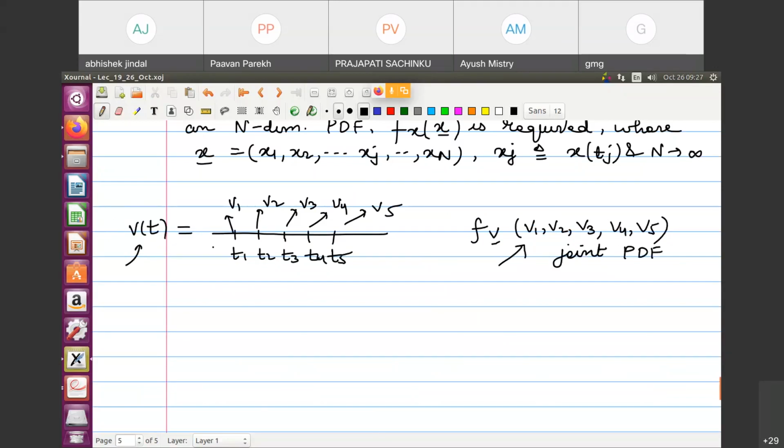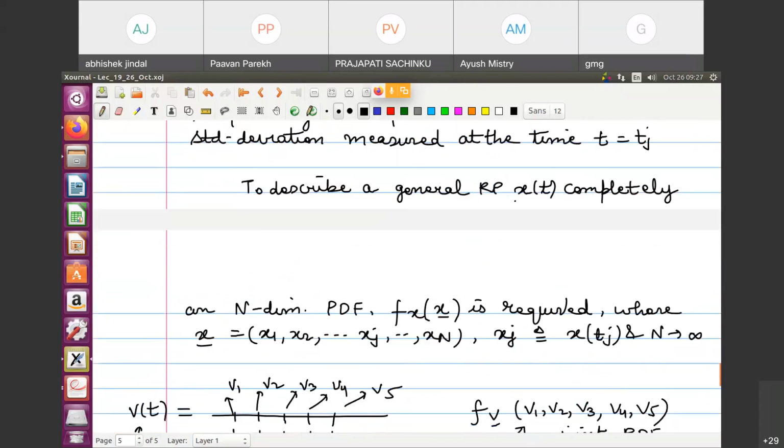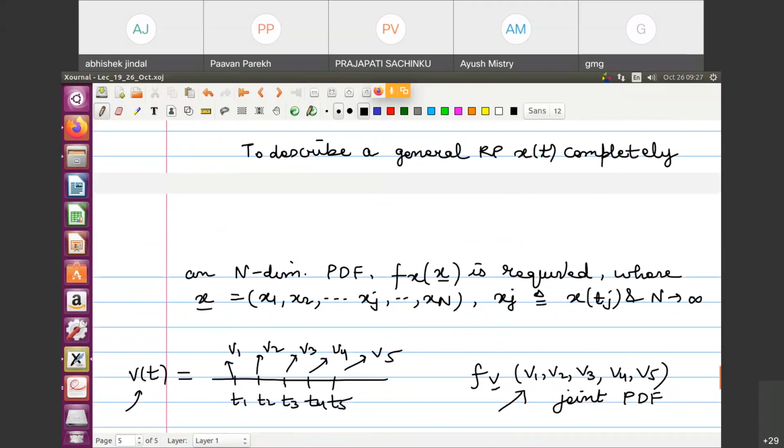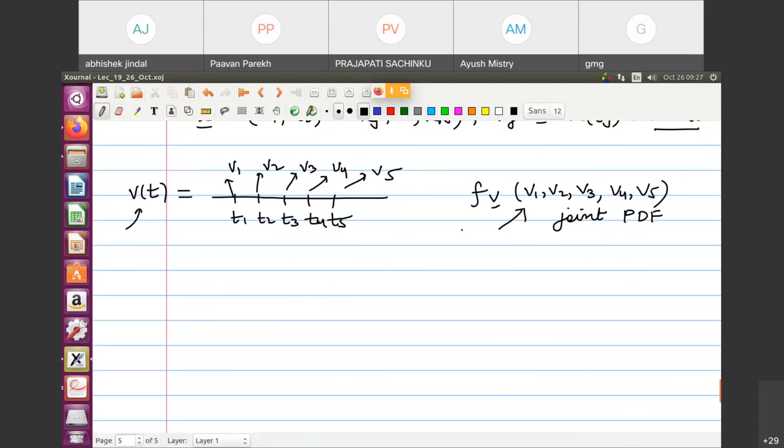Now, this was an example to understand, but in a general random process, if t is continuous, then the way to define it is that you take an n-dimensional vector and you tend n to infinity. It is simple. This is the way you can describe a random process completely. I think this should be clear.